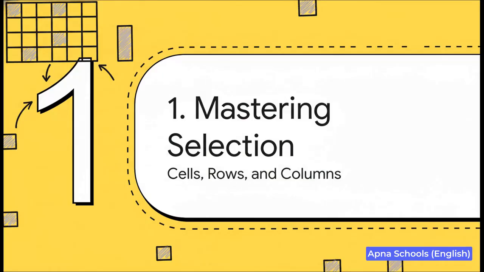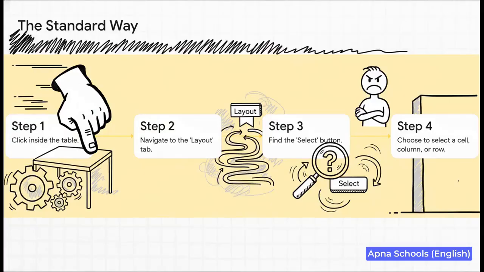All right, let's dive right in. The absolute foundation of taming any table is just mastering how you select stuff. I know, it sounds super basic, but you're going to see how one tiny change here makes a massive difference down the line. Okay, so this is what I call the scenic route. It's the way most of us probably learned.